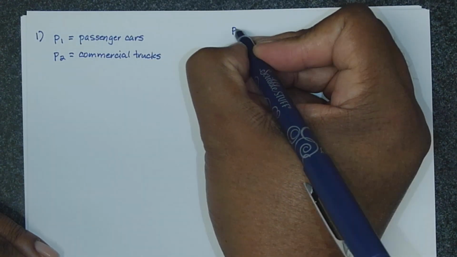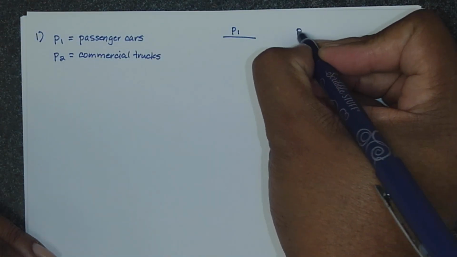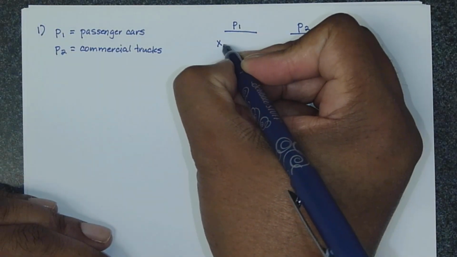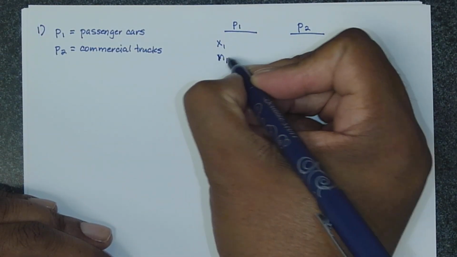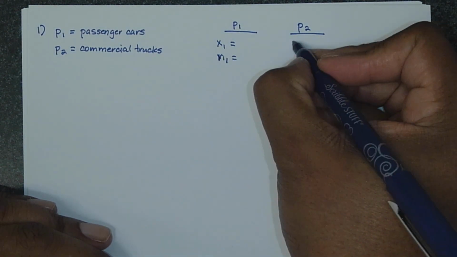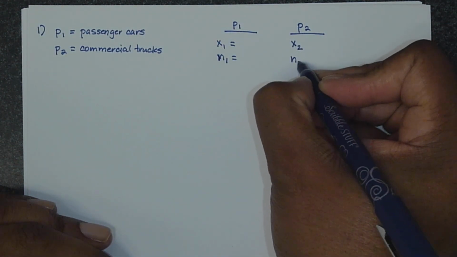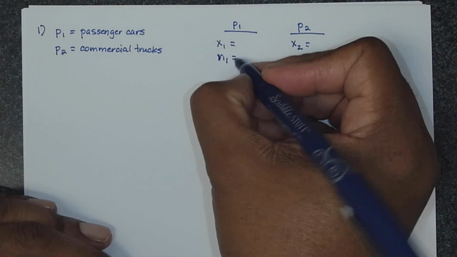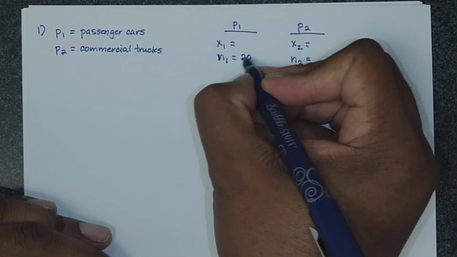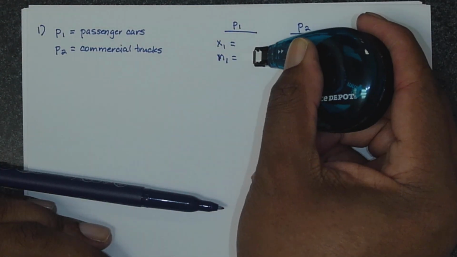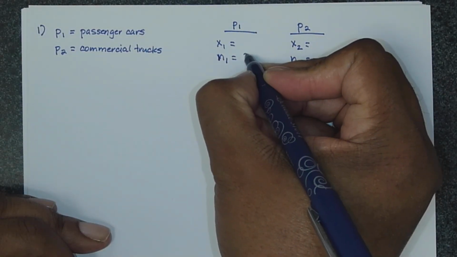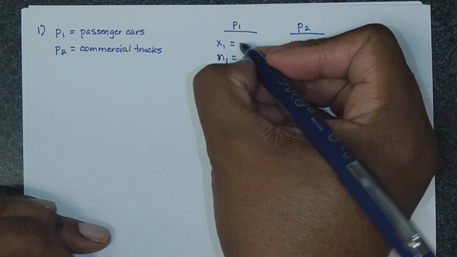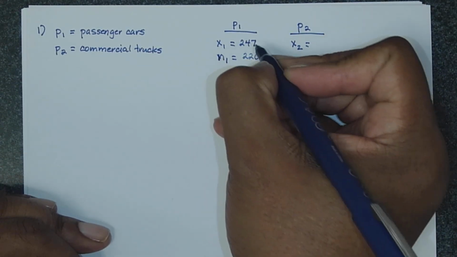And the table that I'm going to create is this. P1 is, of course, for passenger cars. P2 corresponds to commercial trucks. And here I'll need X1 and N1 for the passenger cars, and then for commercial trucks, X2, N2. Now we're told among 2,200 passenger cars, that's going to be N1 for the passenger cars, 2,200 passenger cars. The 247 only had rear license plates, so that means X1 will have to be 247.